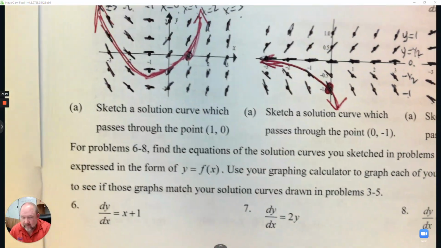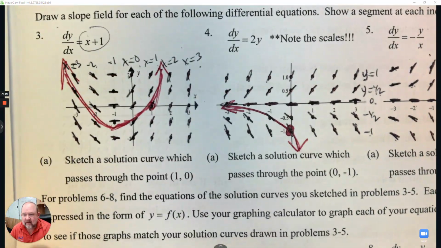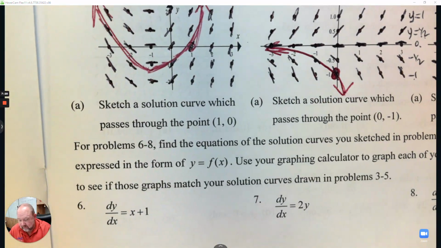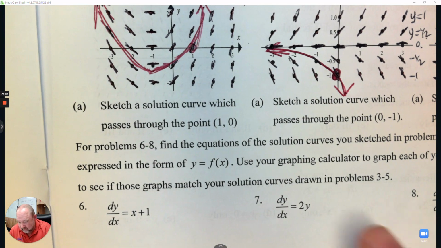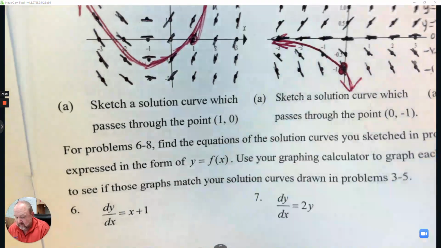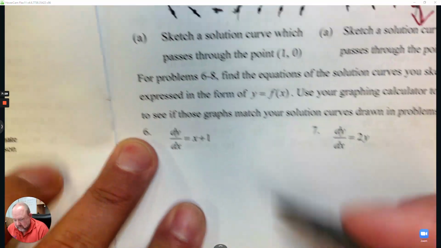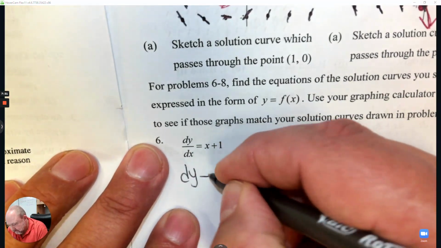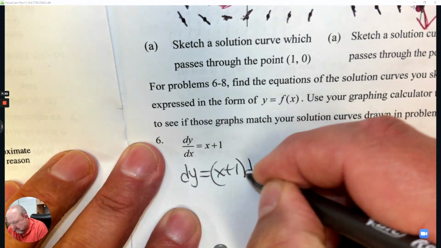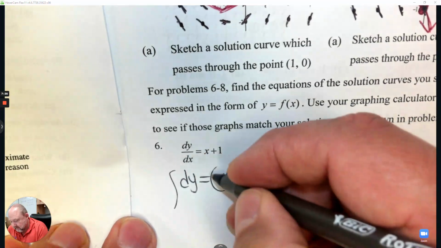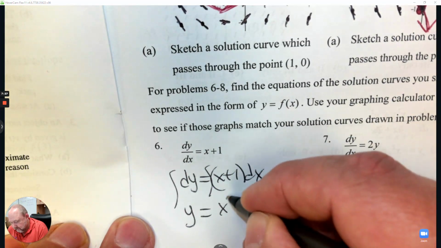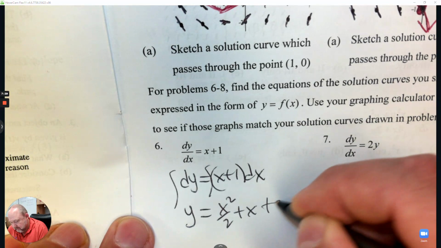All right, let's solve some diffie q's. It says for problems 6 through 8, find first of all the equations for the solution curves you sketched in 3 to 5. So we're going to solve this diffie q. So we're going to separate the variables. So we're going to multiply by dx. They're already separated. This is just y equals x squared over 2 plus x plus c.